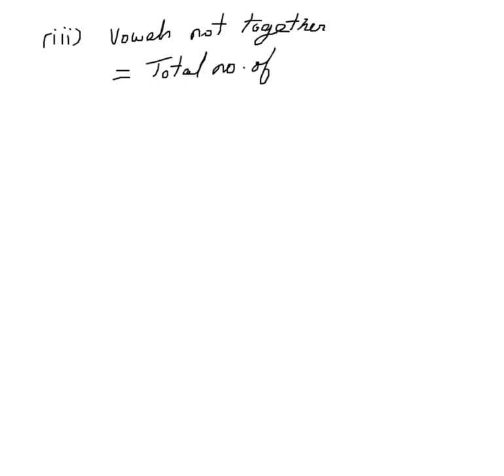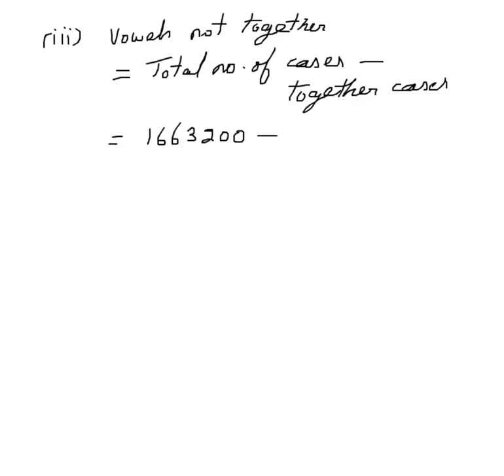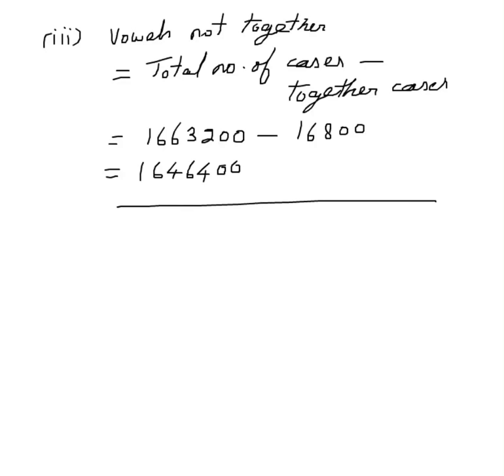Third subdivision. In how many of these arrangements do the vowels never occur together? Vowels not together. We know how to do not together cases. That will be the total number of cases minus together cases. The total number of cases was our first answer, 1663200, minus the together cases, which was the recent answer which we got, 16800. Subtract and write the answer. It is 0, 0, 4, 6, 4, 6, 1. So the answer is 1646400.